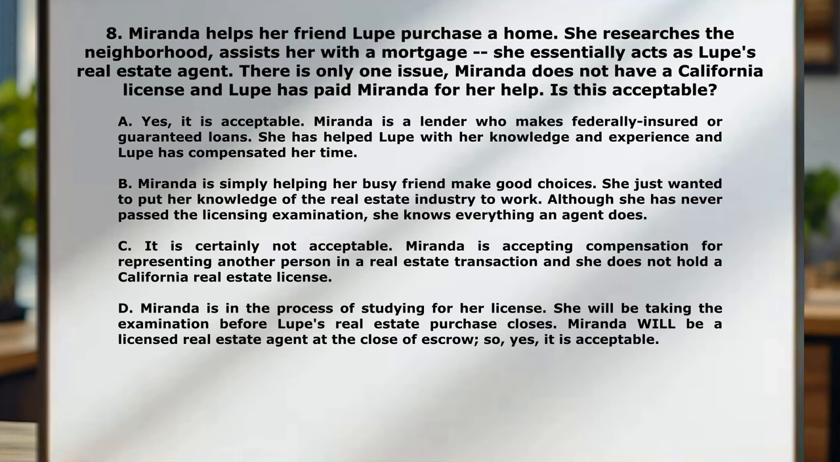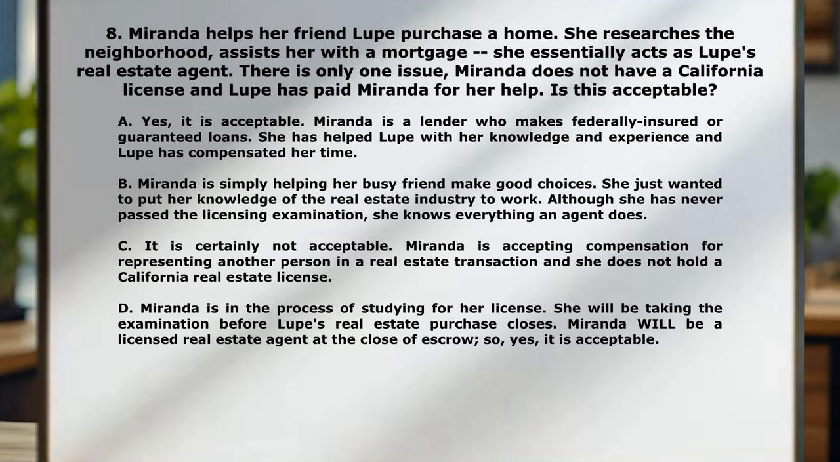Miranda is a lender who makes federally insured or guaranteed loans. She has helped Lupe with her knowledge and experience, and Lupe has compensated her time. B. Miranda is simply helping her busy friend make good choices. She just wanted to put her knowledge of the real estate industry to work. Although she has never passed a licensing examination, she knows everything an agent does.